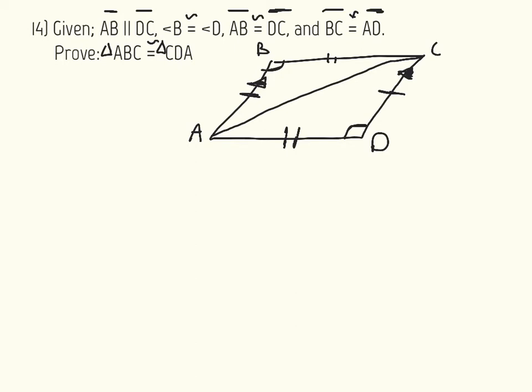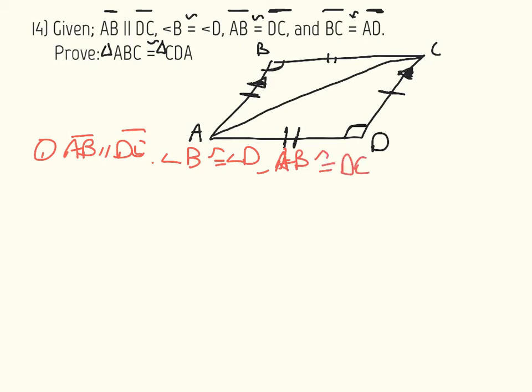If we're proving this, we're going to start with what we're given. So step 1 is to write what you're given. AB is parallel to DC. Angle B is congruent to angle D. AB is congruent to DC. And finally, BC is congruent to AD. So that's all the stuff that we're given.